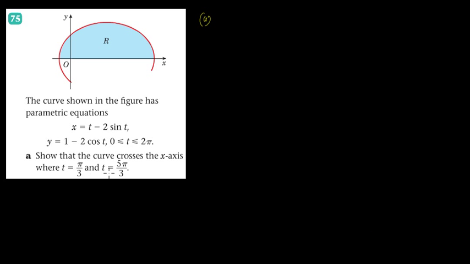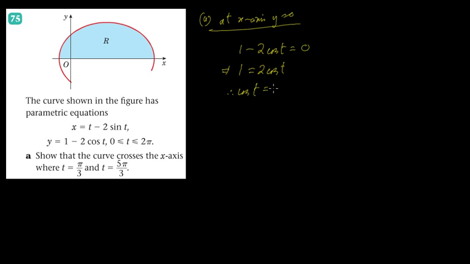This is a parametric sum where we have to find the values of t when it cuts the x-axis. So at the x-axis, y equals 0. If you put y equals 0 here, 1 minus 2 cos t equals 0. That means 1 equals 2 cos t. Therefore cos t equals half.